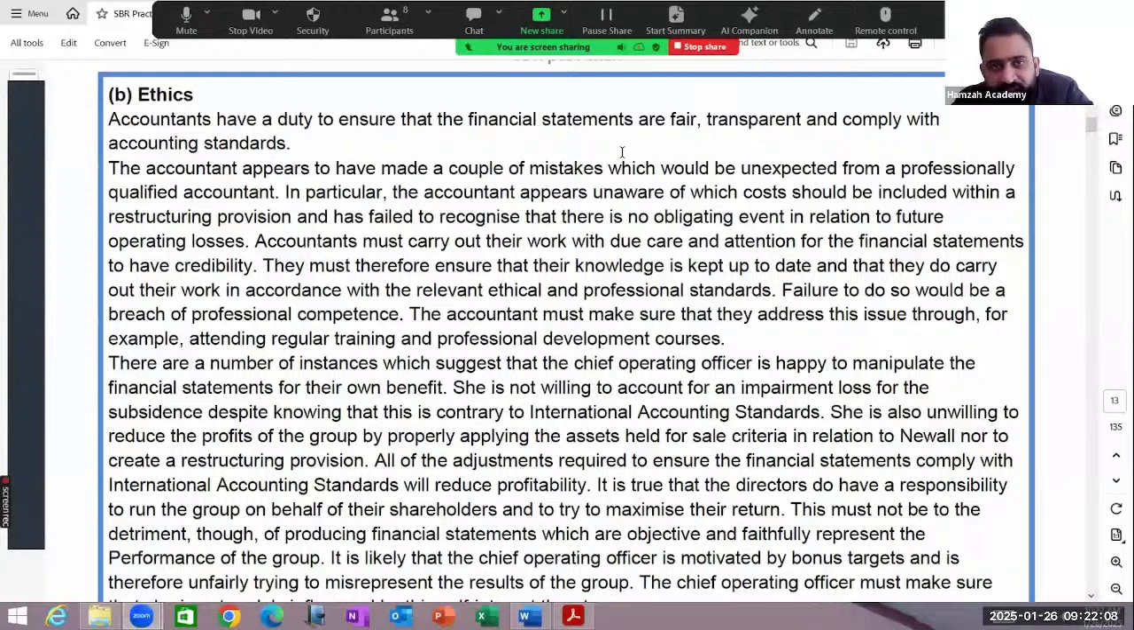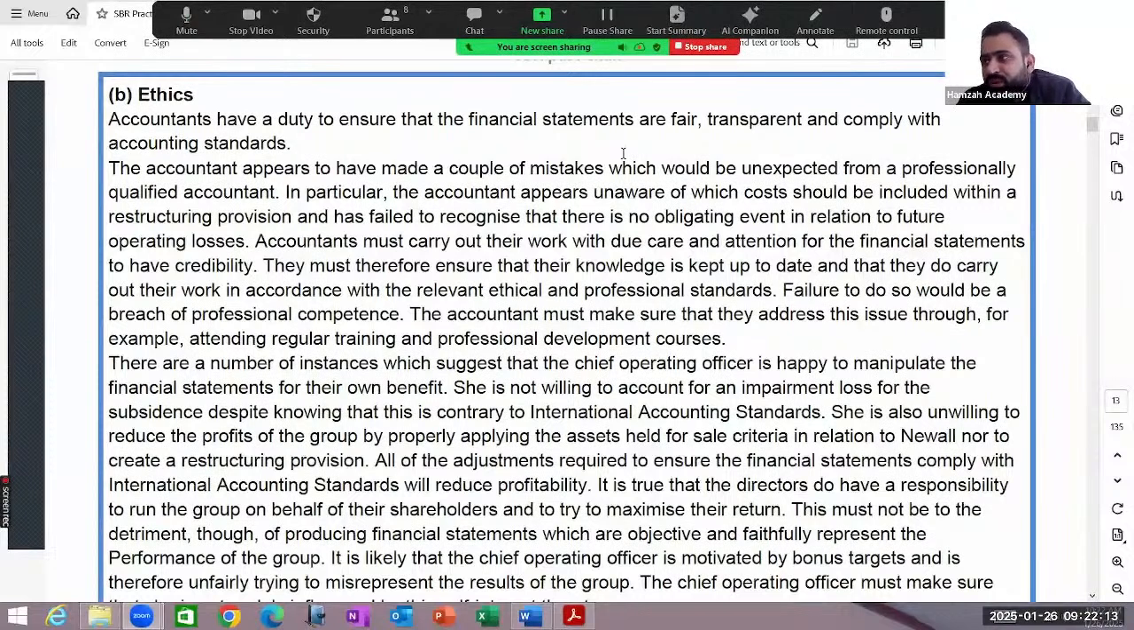So she is happy to manipulate, not to record the provisions, not to record the companies or the operations as held for sale. Because if she does it, she may lose her bonuses. So she is motivated to manipulate the financial statement, and it is against the integrity of the accountant. An accountant should also work with integrity.